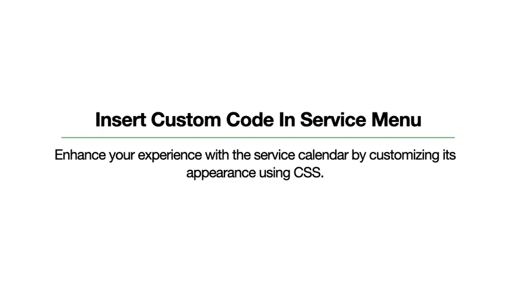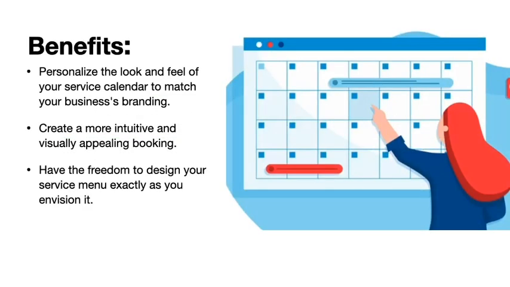Now, this is a slightly more advanced feature for people that actually know CSS and really want to be able to customize the look of that calendar. Well, it's possible now. The benefits of this update are that you can now personalize the look and feel of your service calendar to match your business branding using CSS. You can also create a more intuitive and visually appealing booking. And you'll have the freedom to design your menu exactly as you've ever considered it or envisioned it.